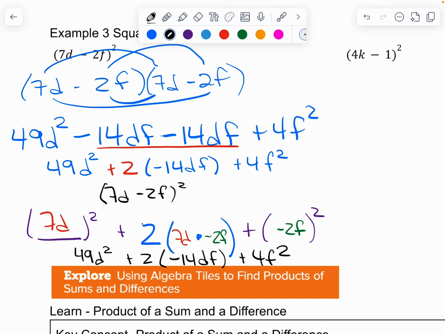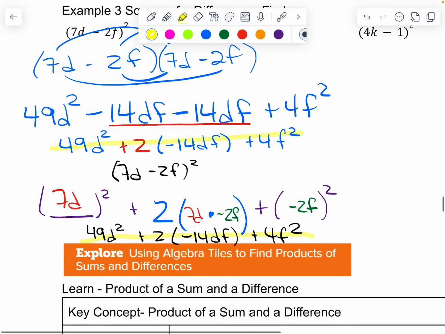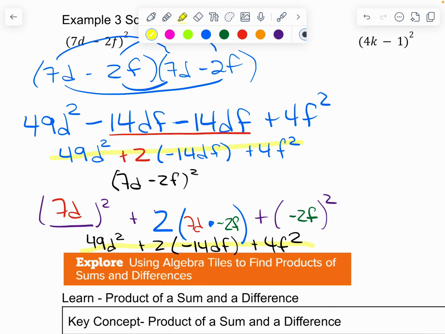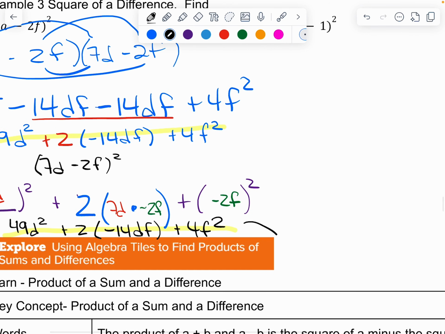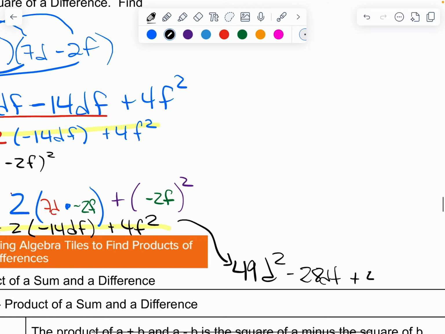And if you look at it, this right here is the same thing as that right there. So again, you can do it either way. My ending answer, let's see, I'm going to have to write it over here, is going to be 49d squared minus 28df plus 4f squared.